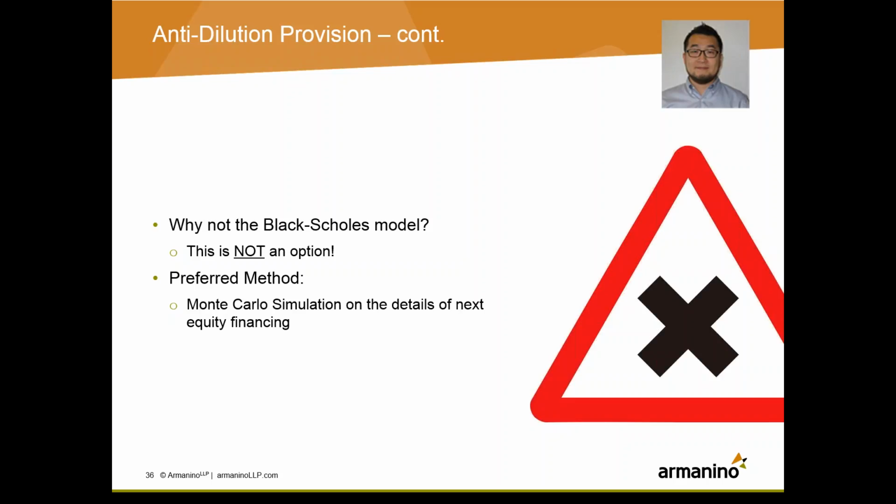In this instance, the preferred method is going to be Monte Carlo simulation. Similar to the participation right, it's going to be involving a lot of uncertainties and the parameters of the next equity financing. Basically, we would have to assume what the next financing is going to look like and determine the conversion ratios that are appropriate that would keep the value of the Series A stock as an equity interest the same.